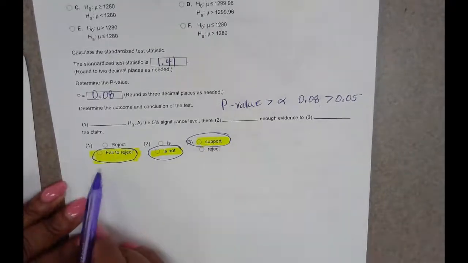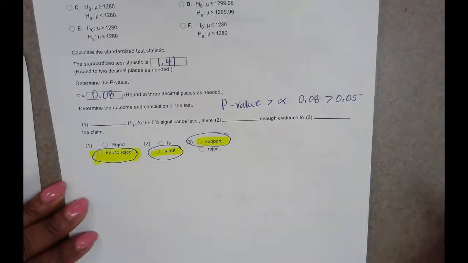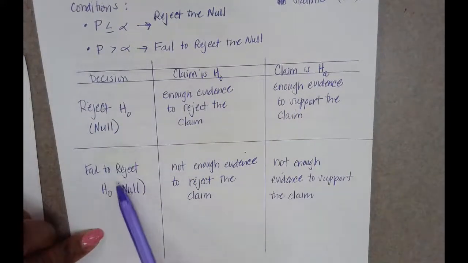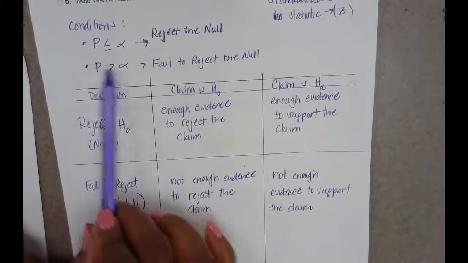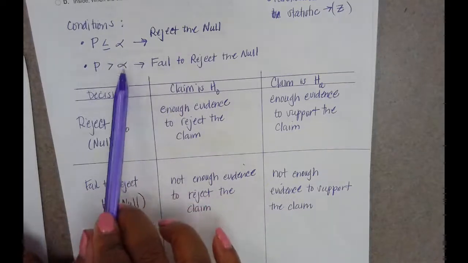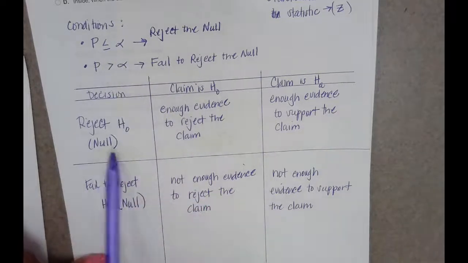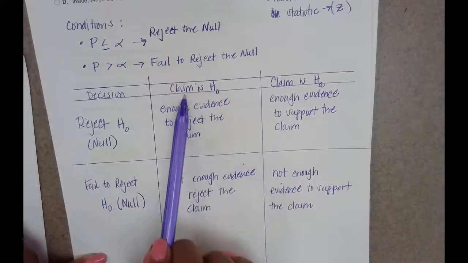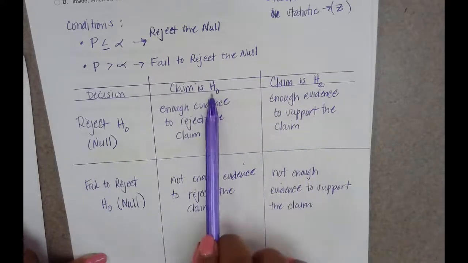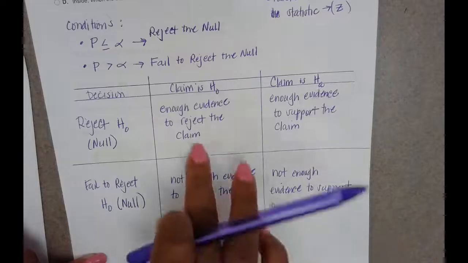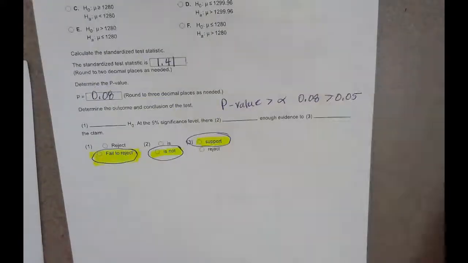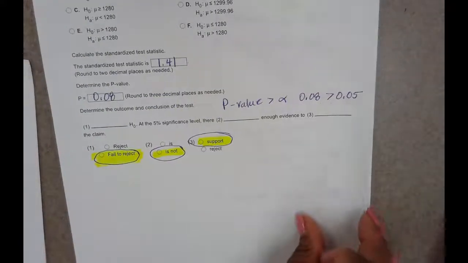So y'all, when you're making these decisions, it's really important that you refer back to the conditions, especially when you're comparing your p-value to the level of significance, and then the conditions that live in your decision making. Where does the claim live? Is it in H0? Is it in HA? Because that's going to determine your wording for your answer choice. Okay? Let's move on. Let's go to number 14.